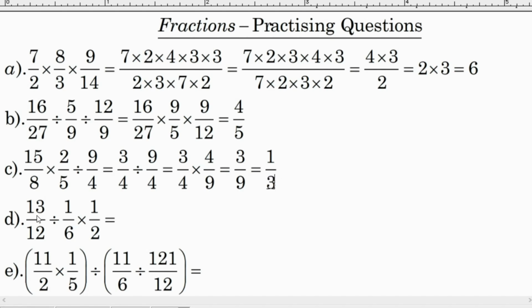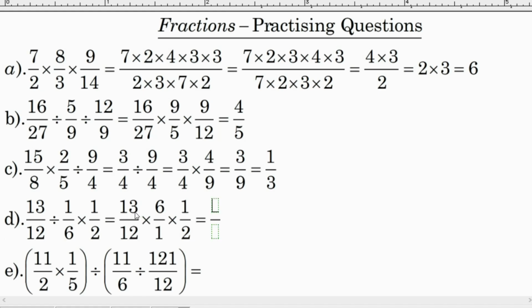Alright, now we have 13 divided by 12 and divide by 1 divided by 6. So let's start from the left again. So then we will have 13 divided by 12 and then multiply, so we flip the second fraction, which is 6 divided by 1. Okay, and then multiply with 1 divided by 2. Okay, then equal.